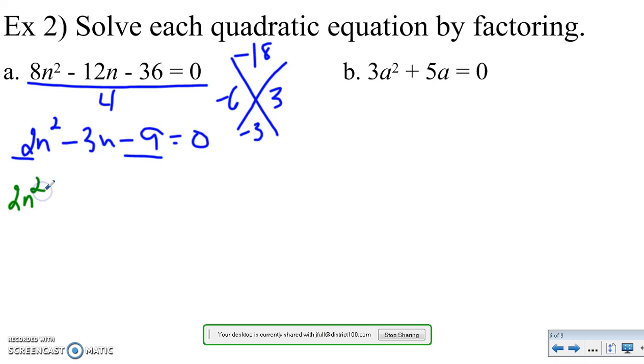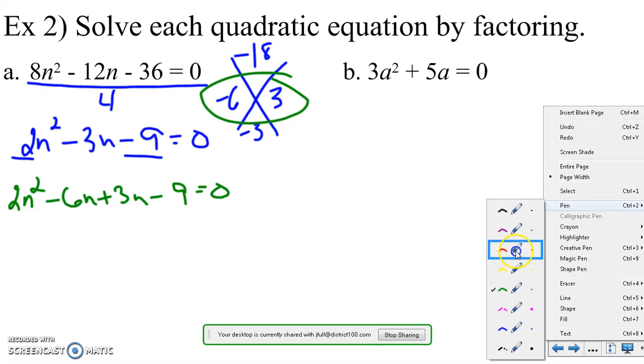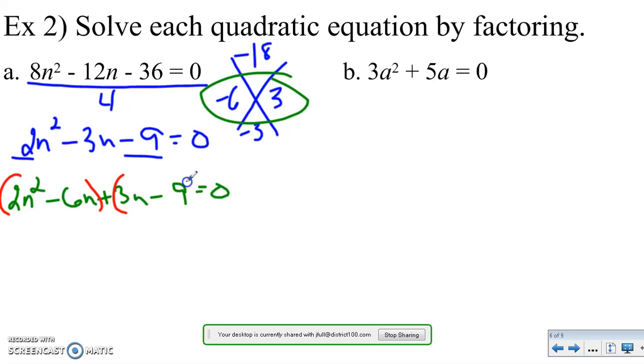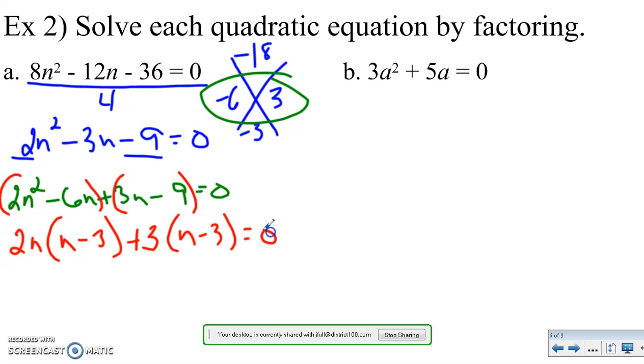So I have 2n squared, then we use my negative 6 and my positive 3 that I just found, and my minus 9. We're going to go ahead and make 2 groups and factor by grouping. I can divide 2 and 6 both by 2. Take my n out. I'm left with n minus 3. I can divide 3 and 9 by 3, so I get n minus 3. If these two groups match, we're in pretty good shape. We have n minus 3 in one group, and then 2n plus 3 in the second group.